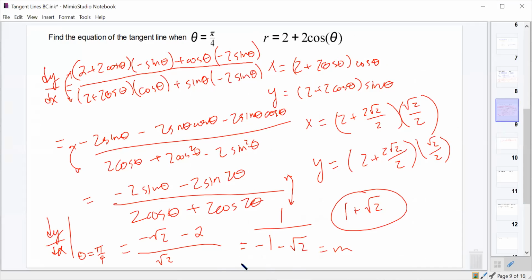You might have a slightly different-looking value here because I simplified mine a little strangely since I had accidentally done the reciprocal of it first. But all right, that's it.